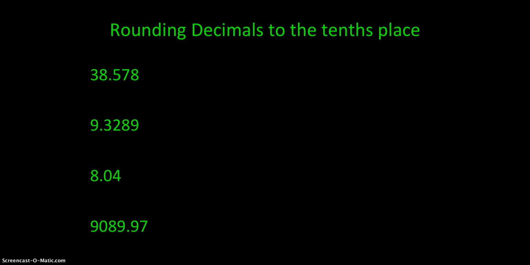Let's practice a few. First, we're going to practice rounding decimals to the tenths place. This number is read 38 and 578 thousandths. I need to round to the tenths place, which is right here. So I'm going to look one digit to the right and I'm going to see the 7. Since this is greater than 5, I know that I need to round this up 1. The result, 38 and 6 tenths.